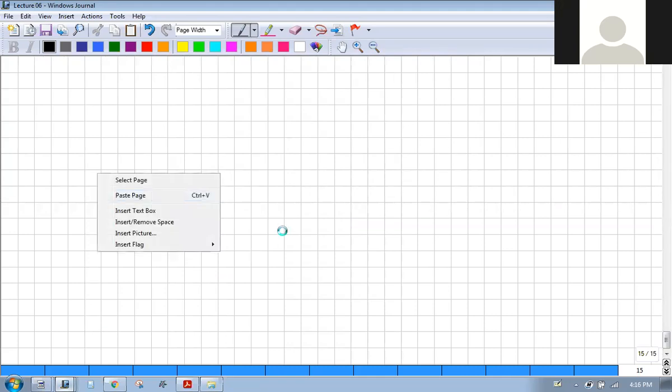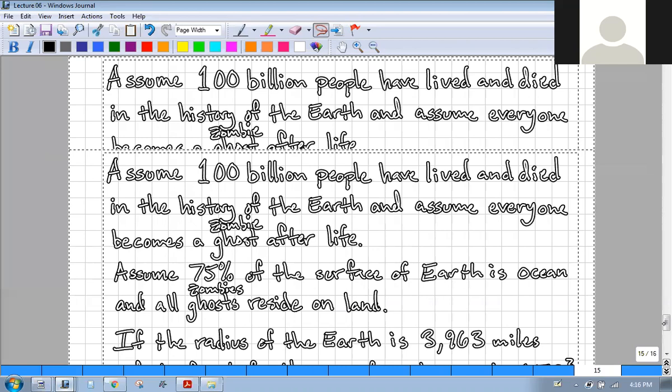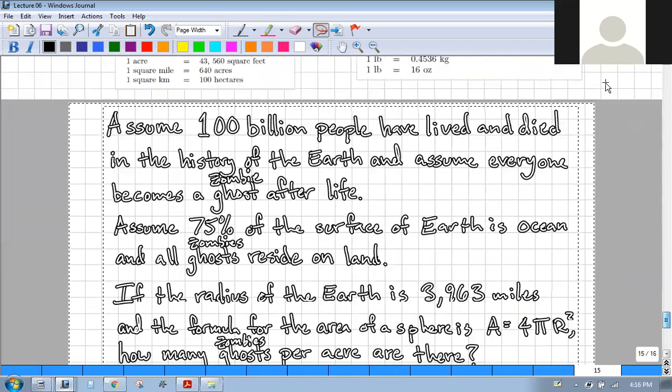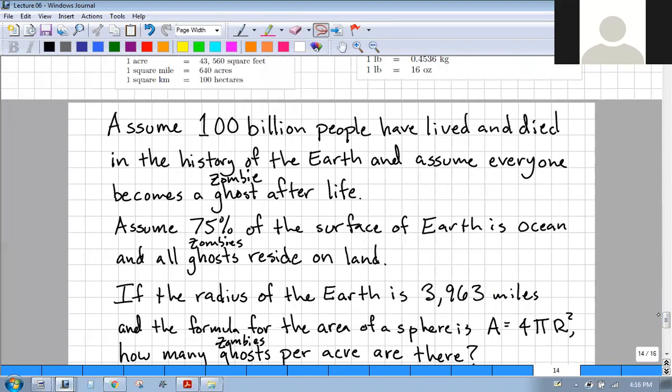All right, I came up with this example problem last semester. I'm not sure if it's done better with zombies or with ghosts, but you can pick whichever one works best for you. So let's assume 100 billion people have lived and died in the history of the earth. That's a fairly accurate number there. And assume everyone becomes a ghost after life. Also assume 75% of the surface of the earth is ocean and all the ghosts reside on land.